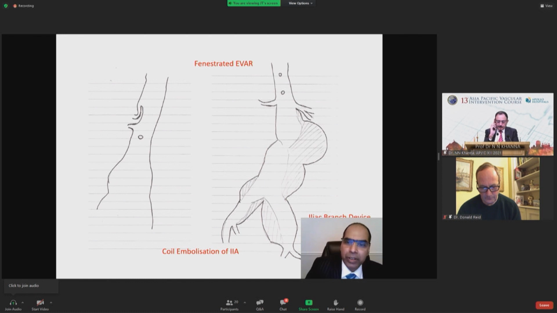My plan, therefore, was to try and obtain seal and fixation at the top using a fenestrated endovascular repair, and preserve the left internal iliac artery using an iliac branch device in the left iliac system, but lose the right internal iliac artery by coil embolization. Loss of both the internal iliac arteries is generally well tolerated and a lot safer than people fear, but there are other disadvantages such as buttock claudication with bilateral loss of internal iliac artery.